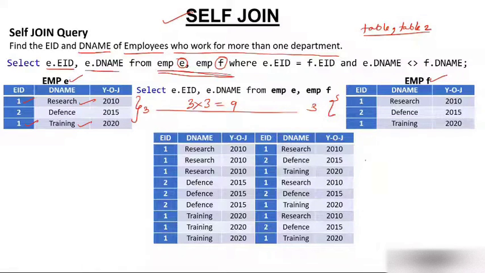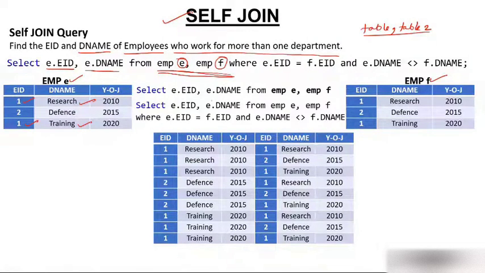You have just completed the first task, that you have applied a cross join. Now you will put some conditions. Okay, let's move further. Now I'm putting the full condition. I want employee ID and department name of the E table. So this table is E, this table is F. I want employee ID and department name of this table, but there is a condition. What condition? Where E.EID is equal to F.EID and E.dname is not equal to F.dname. So let's start with this.